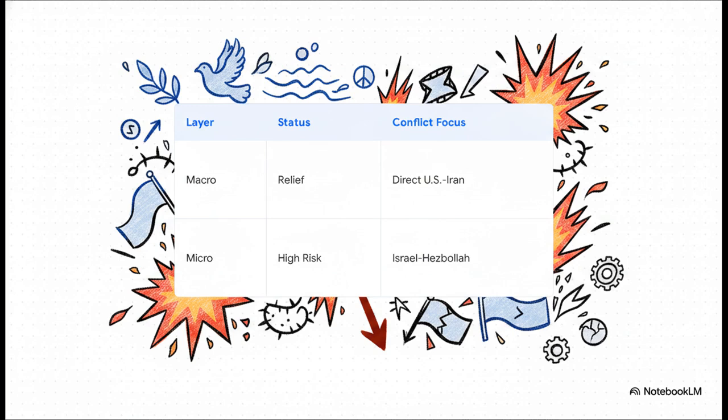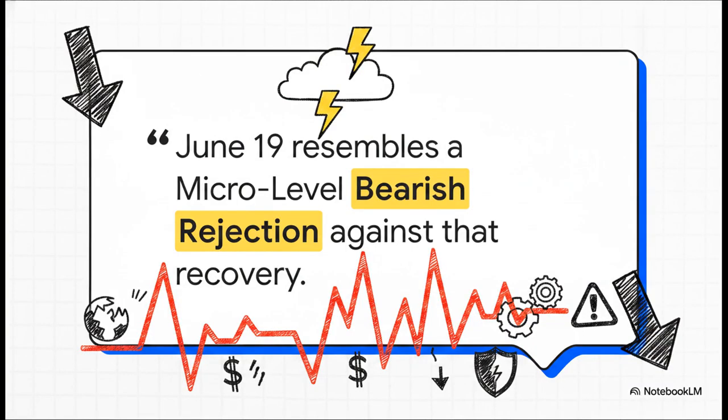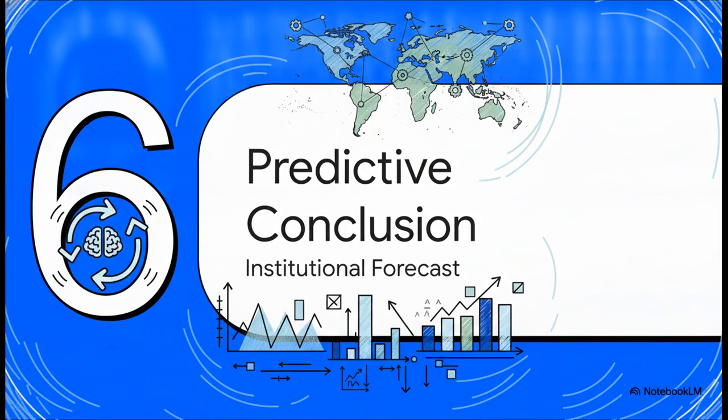But down at the micro layer, that severe morning gap down to 23,991 was a direct, visceral reaction to the heavy fighting and escalation in the Israel-Hezbollah proxy conflict. As our geopolitical analysts accurately pointed out, June 19 resembles a micro-level bearish rejection against that recovery. Because the core conflict-generating mechanisms, like these proxy networks and regional security competition, remain fully active, the market suffers from this persistent re-escalation risk, which translates directly into those micro-level bearish shocks we saw right at the open. Finally, Section 6, Institutional Predictive Conclusion.